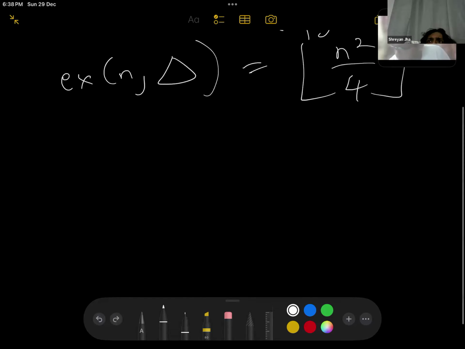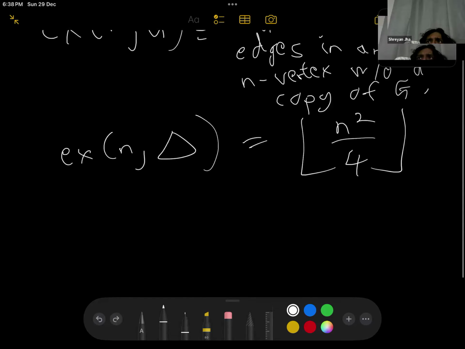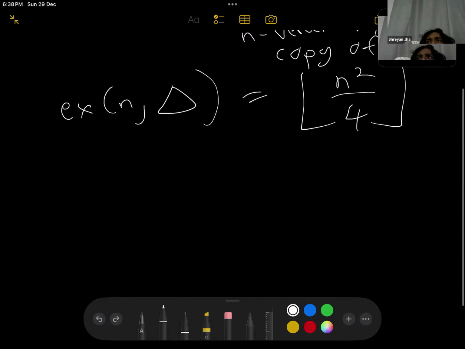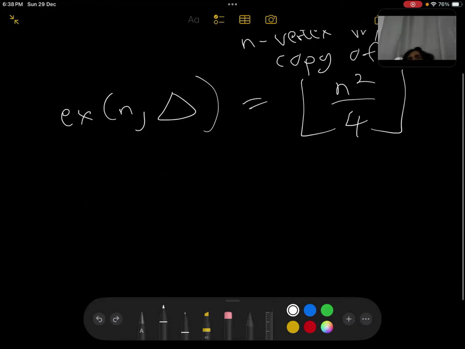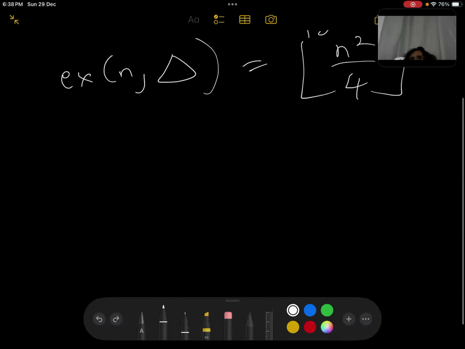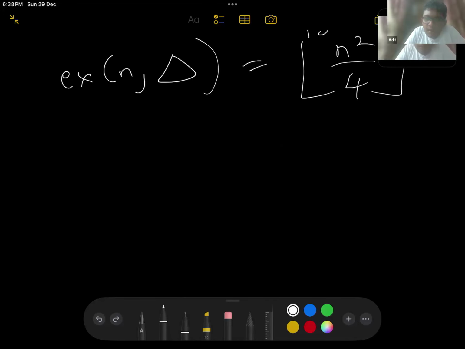How do you prove that? I got how you get n square by 4, but how do you prove it's maximum? I think you do some double counting. I don't remember. There are many proofs of this. I think Kazi Aryan's INMOTC combinatorics handout has it as an example. So I can put that in the chat. Yeah, you should do that.